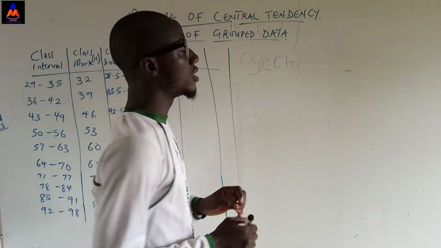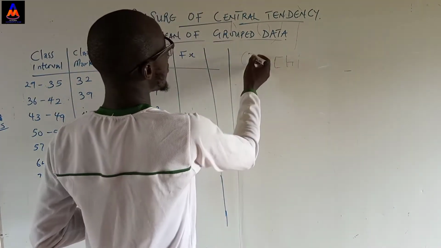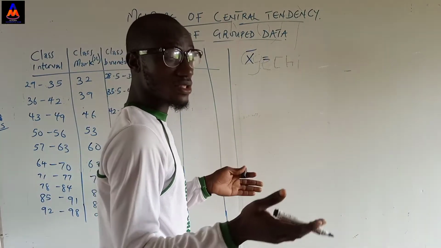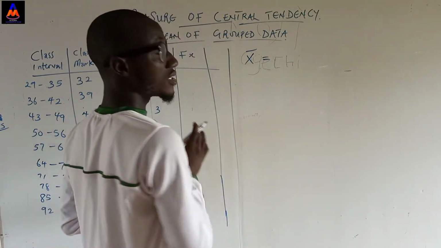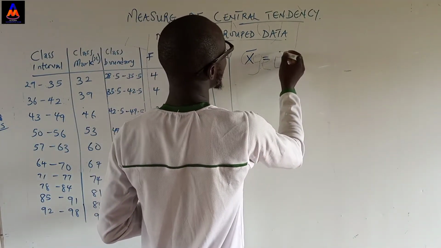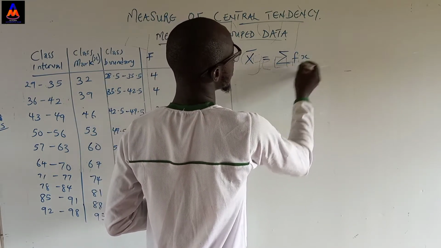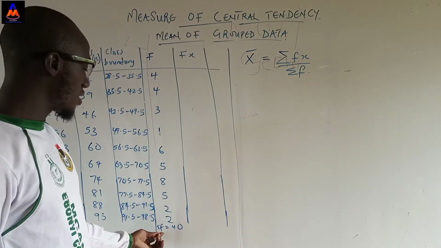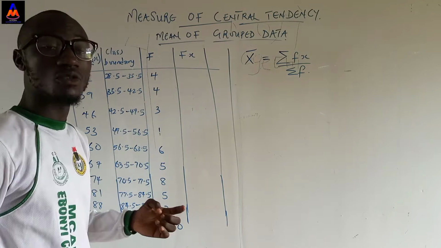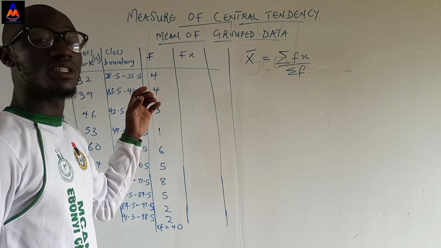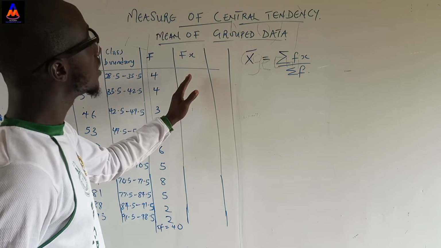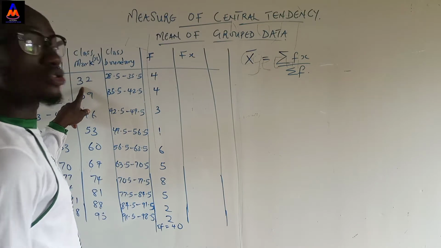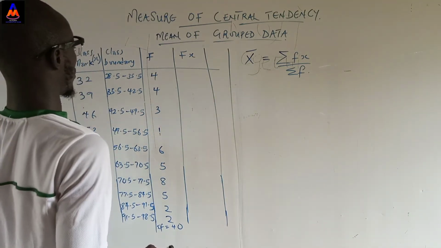During our work on ungrouped data, we established that if you are looking for the mean of ungrouped data, it is x-bar equals summation x all over n. But if it is group data, the formula for the mean of group data is summation fx all over summation f. The summation f that we have here is 40, which is the addition of the frequencies, the number of times each data appears. Then fx is the multiplication of our frequency and each of the data. So we are going to do that now.